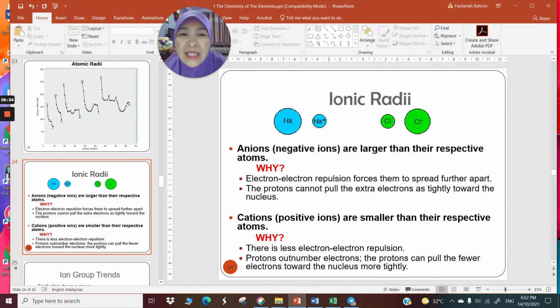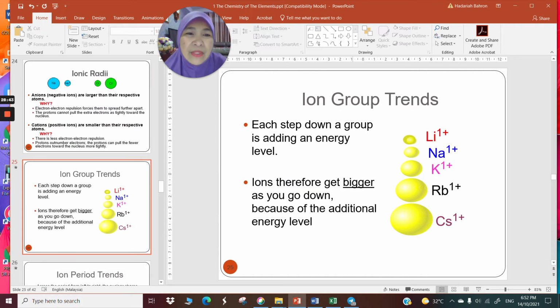So making the sodium cation a lot smaller than your sodium atom, right? Next is about the ion group trends. Each step down a group adds an energy level. If you move from lithium plus to sodium plus to potassium plus, rubidium plus, cesium plus, you're going to add one energy level going down from top to bottom.